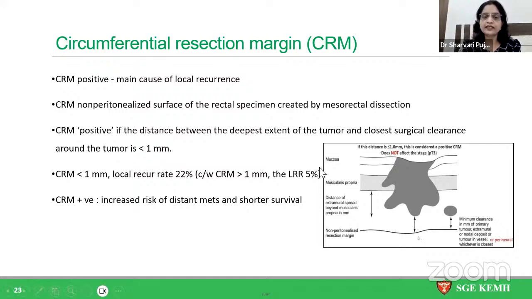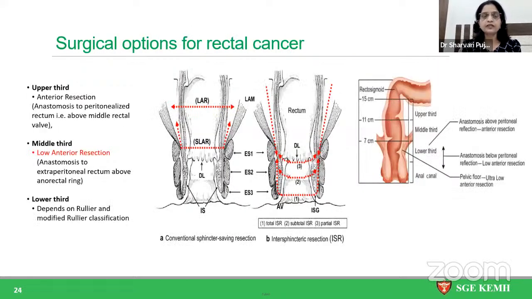If it is less than 1 millimeter, there is enough literature to suggest that the local recurrence rate is very high. It goes up to 22% compared with only 5% if the margin is more than 1 millimeter. Also, if the margin is positive, along with local recurrence there is an increased risk of distant metastasis and shorter survival. Coming to surgical options of rectal cancer, when it is the upper third, it is clear that anterior resection can be done.